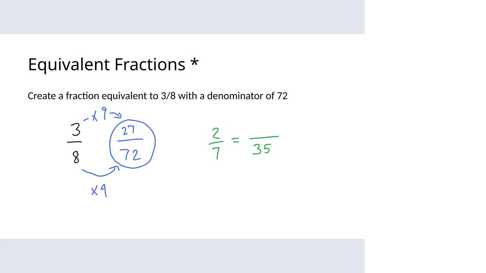I just want to make sure that anybody who had a little bit of trouble with this one gets another chance to do another one of these. Essentially what we're doing here is creating a fraction equivalent to 2/7 with a denominator of 35, and what would have to go in this numerator is what we're trying to find out. Okay, what would need to be in that numerator there? What number would be in the numerator?